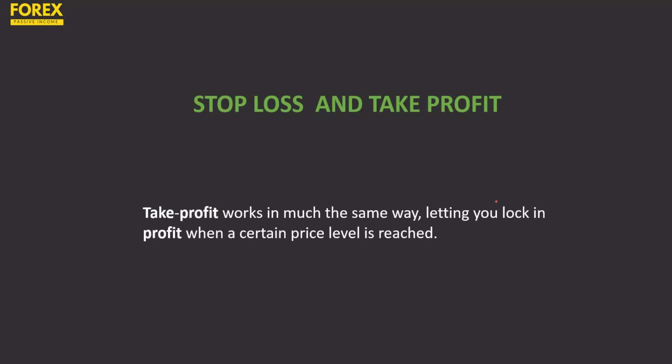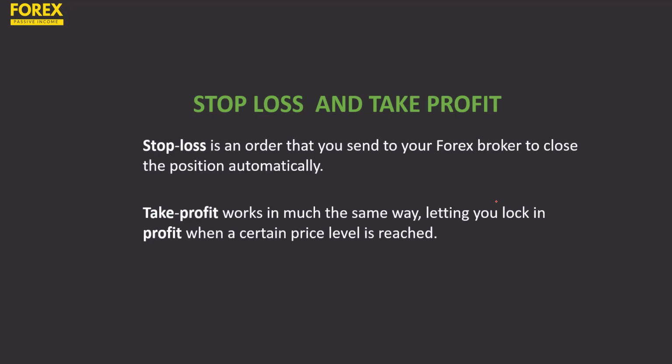So let's talk about take profit and stop loss. Stop loss is an order you give to your broker to close the position automatically when you are making a loss, or when the market is not going in your direction. It's a price at which you tell your broker, close this trade when it gets to this price, which is not favorable. While take profit is the same way, but this helps you to lock in your profit.